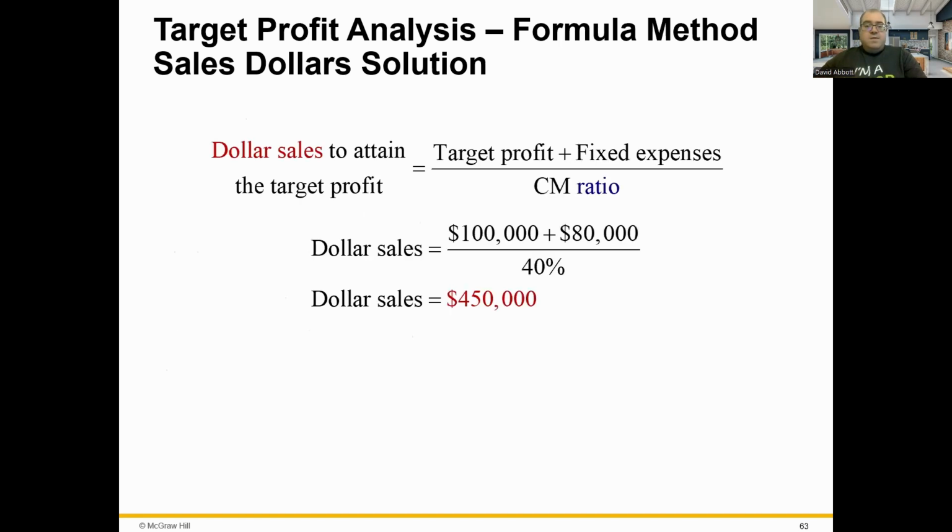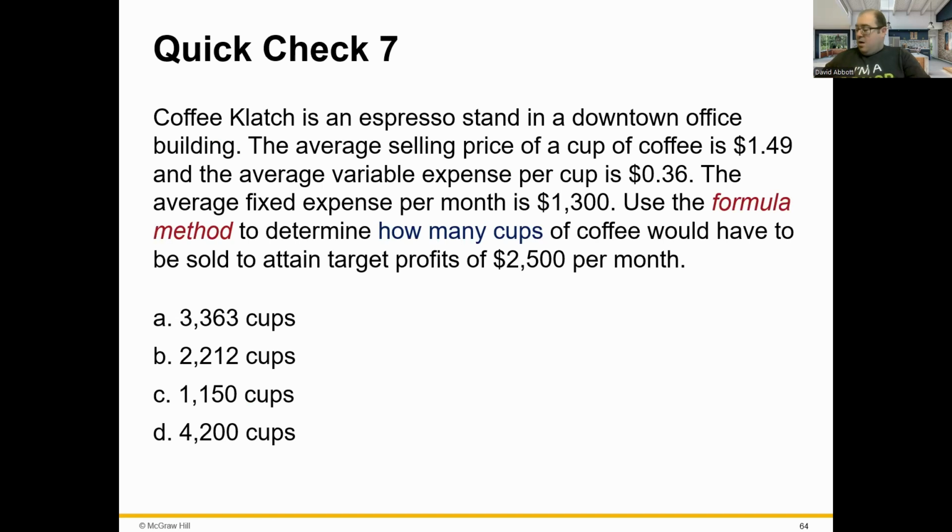So this is the equation method, and this would be the formula method. And you can do that. Again, it works out the same way. So 100,000 plus 80,000, which is our target profit plus our fixed expenses, divided by our contribution margin, gives us our dollar sales, 450,000. So either way, knowing the number of units tells us one thing, but also knowing a dollar amount in sales is important. Both of these are important for us as a manager to be able to solve for.